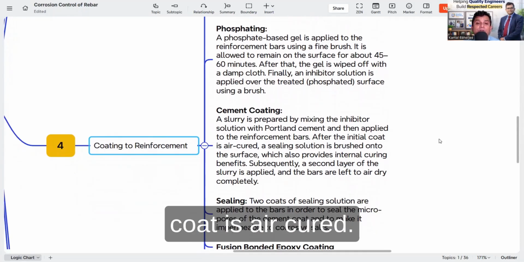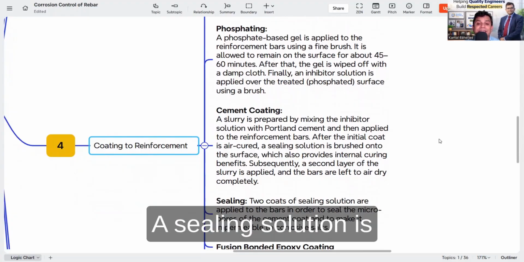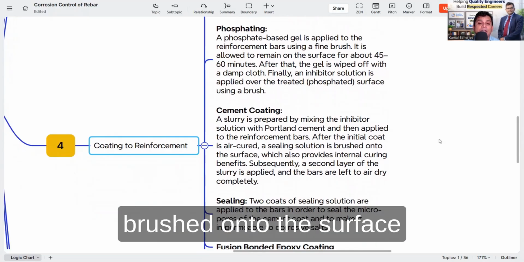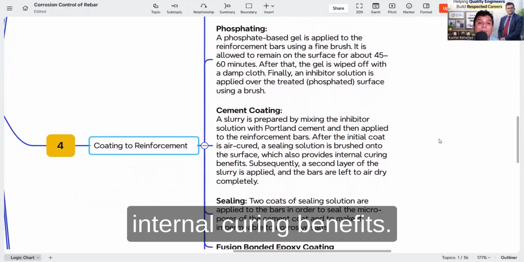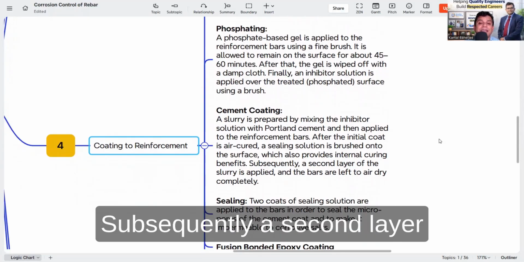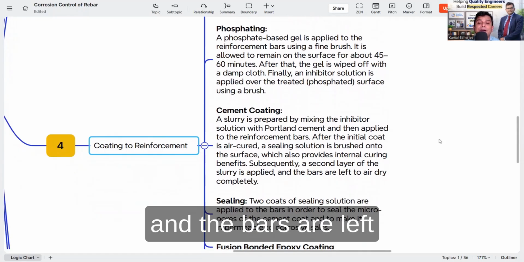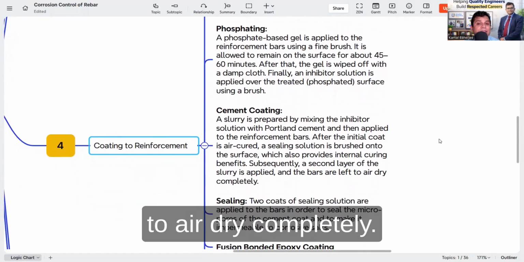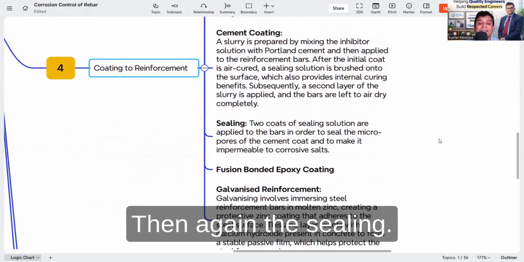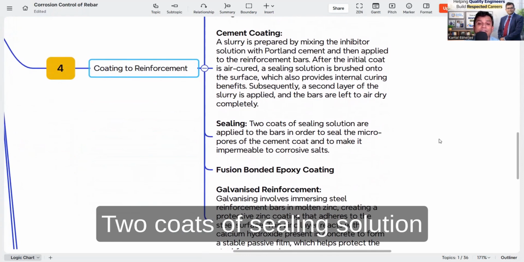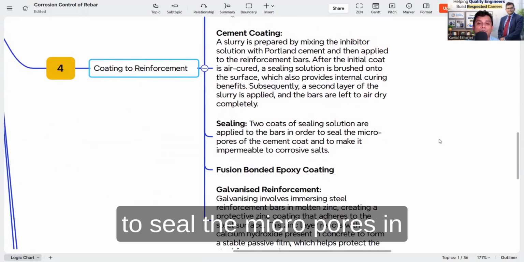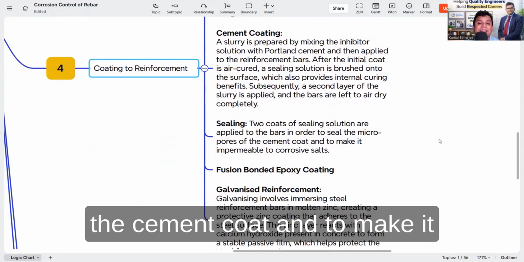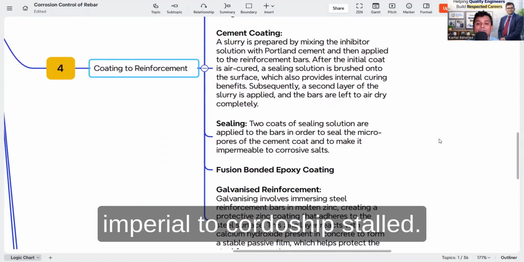After the initial coat is cured, a sealing solution is brushed onto the surface, which also provides internal curing benefits. Subsequently, a second layer of the slurry is applied and the bars are left to air dry completely. So this is the process. Then again, the sealing: two coats of sealing solution are applied to the bar in order to seal the micro pores in the cement coat and to make it impermeable to corrosive salt.